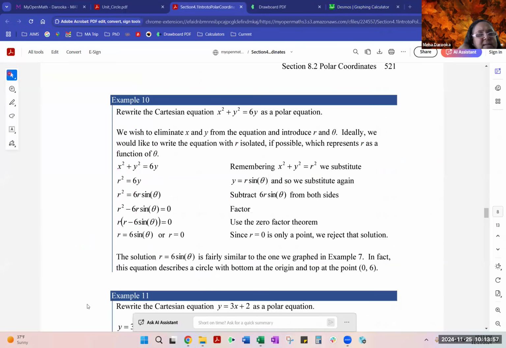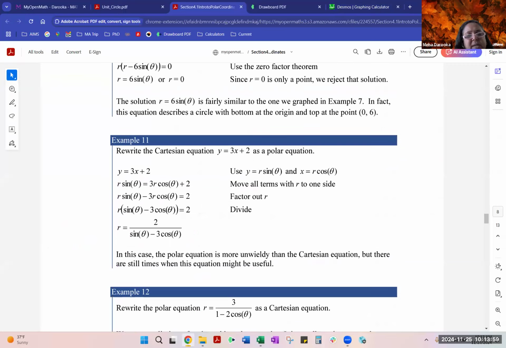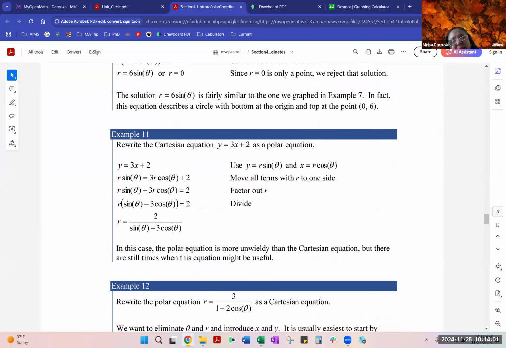Okay, let's take a look at another example here. This one is talking about rewriting again the Cartesian equation y equals 3x plus 2 into a polar equation form. So here you will see we are definitely using y equals r times sine theta, x equals r times cosine theta. So everywhere that you have x and y, we would replace that. So y becomes r times sine theta.